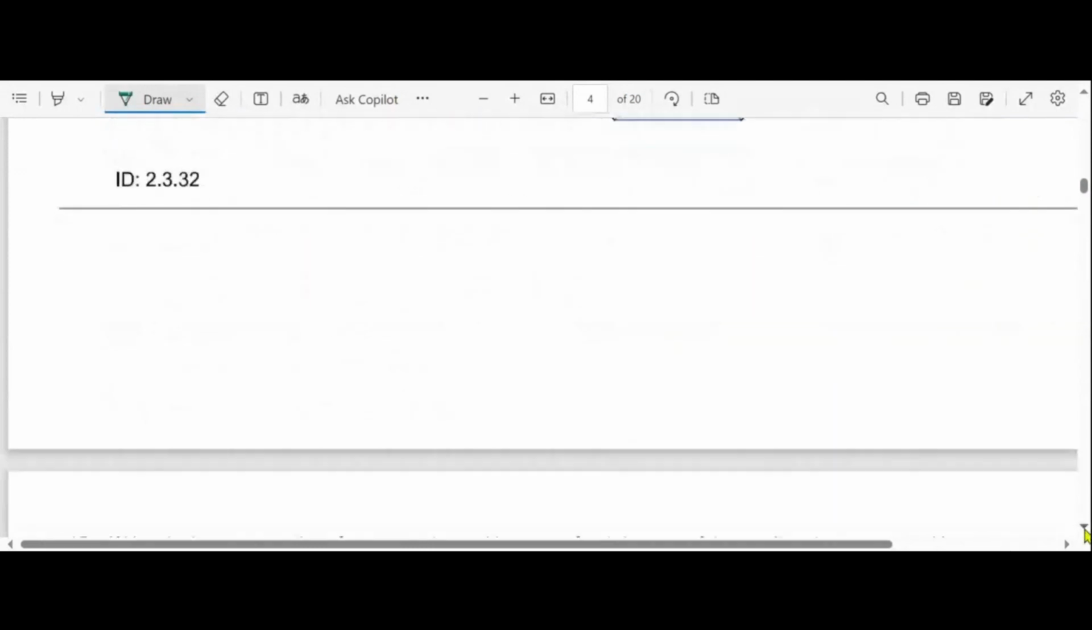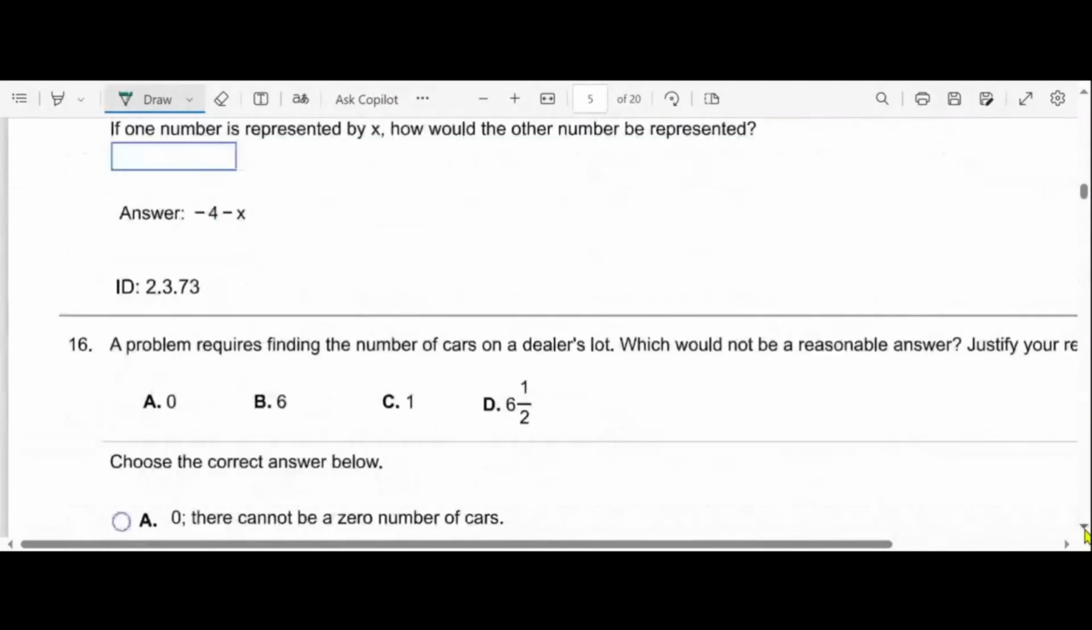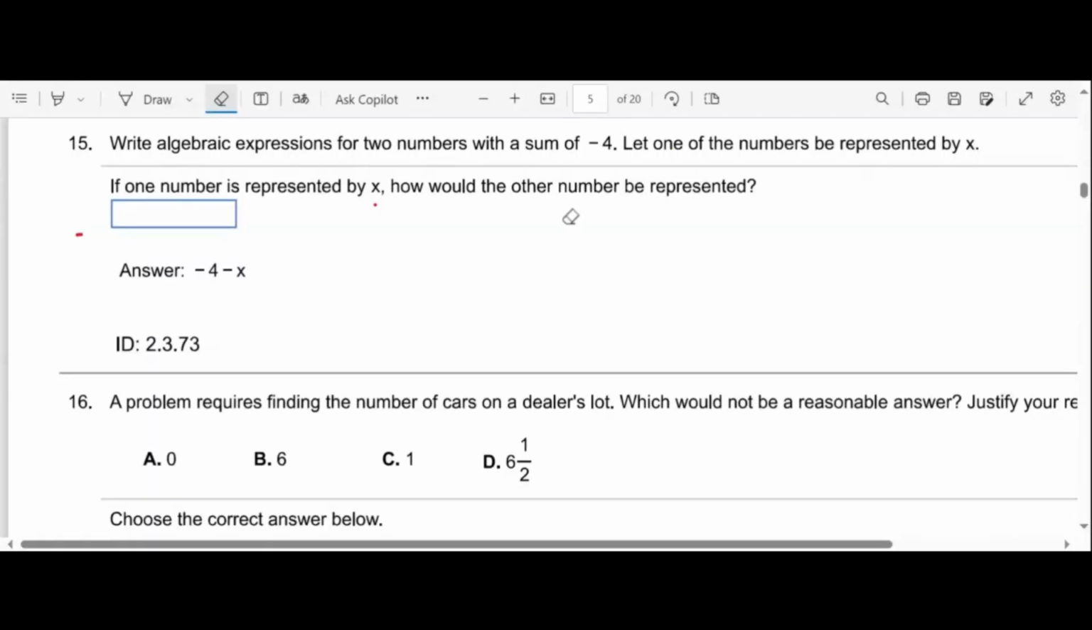Next one. Let's start from Khalid. Yes, go ahead. Please read. Khalid? Yes.